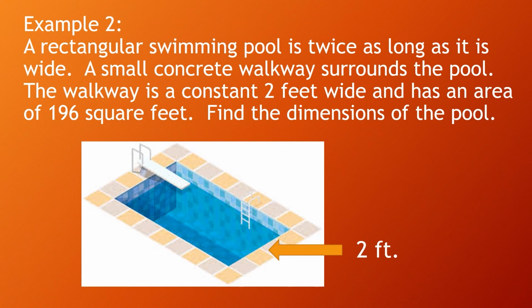For the second example, let's consider the picture. A rectangular swimming pool is twice as long as it is wide. A small concrete walkway surrounds the pool. The walkway is a constant 2 feet wide and has an area of 196 square feet. Find the dimensions of the pool. Do you have an idea how to solve this problem? Let's see if we have the same perspective about this.